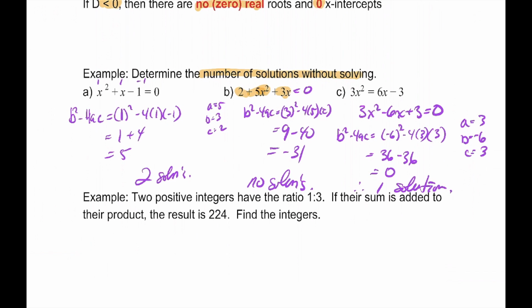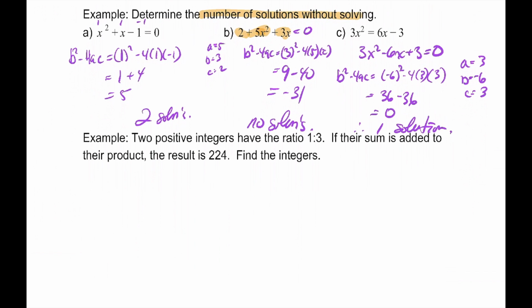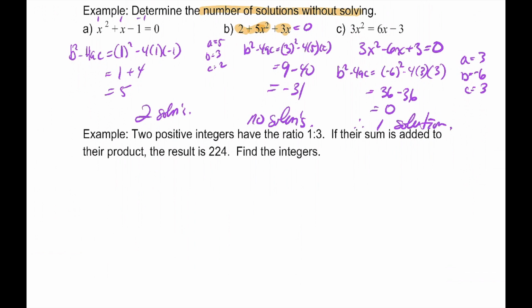Finally, last, we're just going to end off with a word problem. And really, we need to just find the equation to a word problem. Big hint, every equation probably going to derive from this unit is going to be quadratic. So here are two positive integers who have a ratio of 1 to 3. That means one number is 3 times larger than the other. If their sum is added to their product, the result is 224.